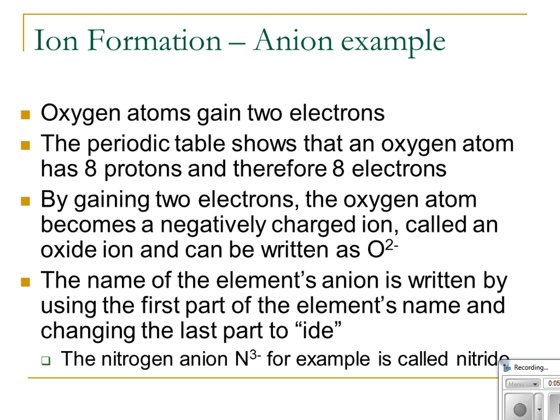It can be written as O2-. Now here's a really important part when we start writing out compounds, especially ionic compounds. The name of the element's anion is written by using the first part of the element's name and changing the last part to "ide." That's why it's oxide, not oxygen ion. It's the oxide ion. And the last little bullet there, the nitrogen anion, N3-, for example, is called nitride.